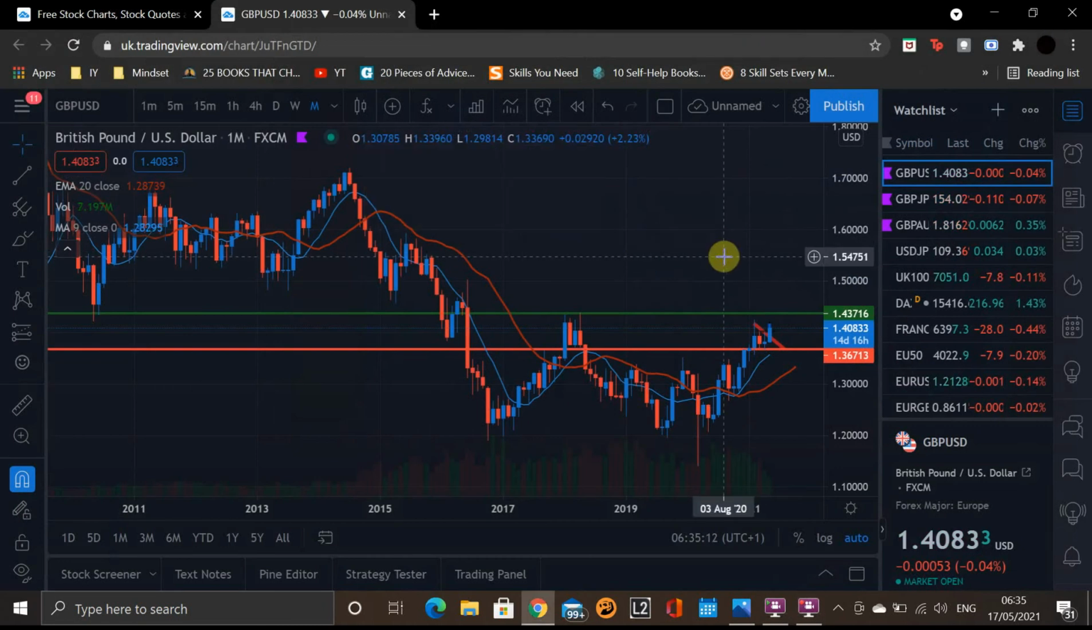So I'm on the trade GBP USD. I want to basically do my top-down analysis and explain why I'm in a trade. Okay, so let's get straight into it.